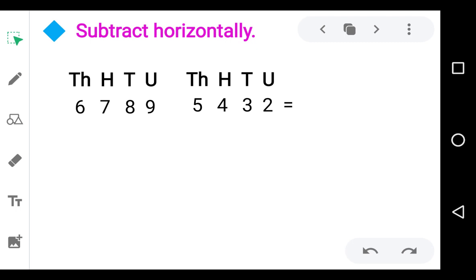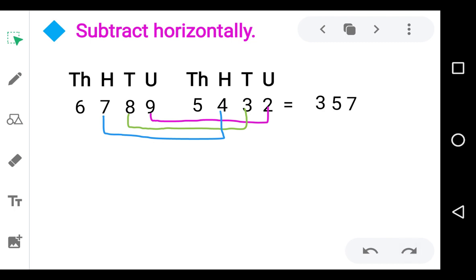See, at the unit place we have to subtract 2 from 9. 9 minus 2, 7. Then at the tens place we have to subtract 3 from 8. 8 minus 3, 5. At the hundred place we have to subtract 4 from 7. 7 minus 4, 3. At the thousand place we have to subtract 5 from 6. 6 minus 5, 1. We get the answer 1357.